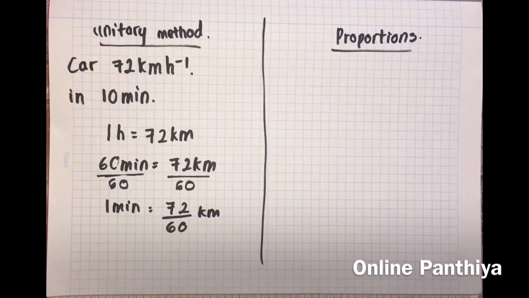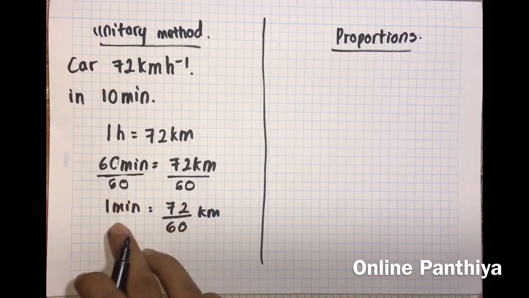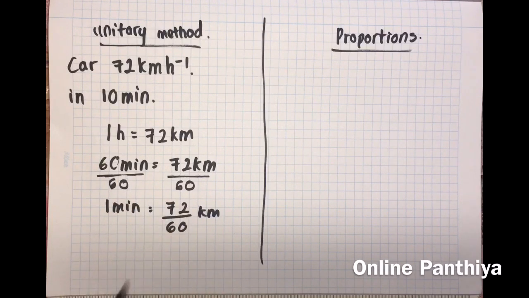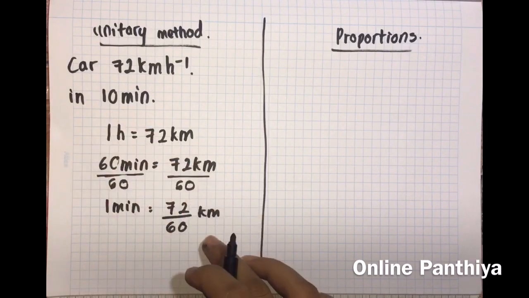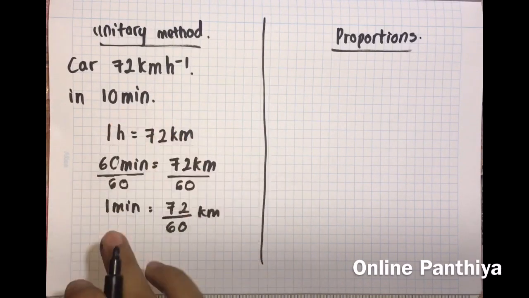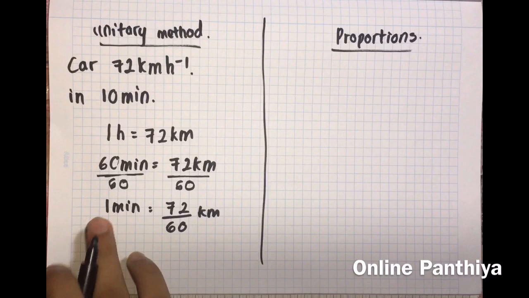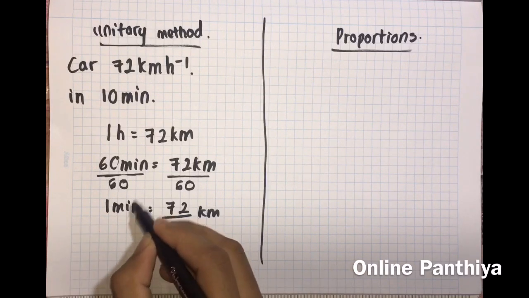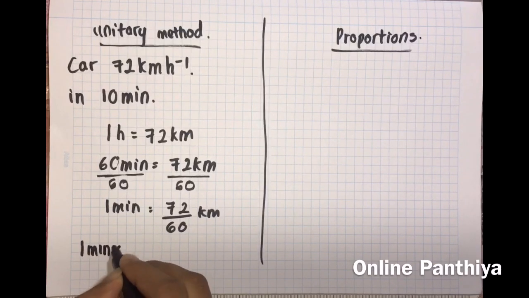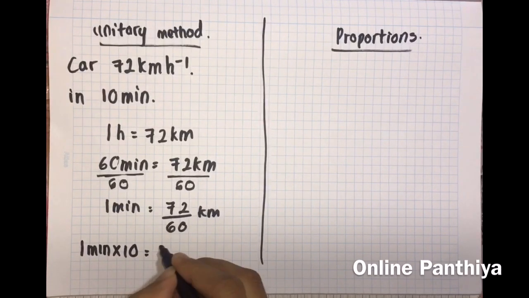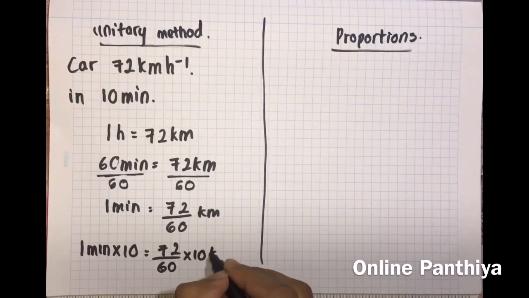Okay, now observe, this is unitary method. You have found the value for 1 minute, for 1. Now what should you do? You have to find the distance traveled in 10 minutes. So how do you turn 1 to 10? Yes, you have to multiply by 10. So you have to multiply both sides by how much? 10. So this side also you multiply by 10. That is equal to kilometers.